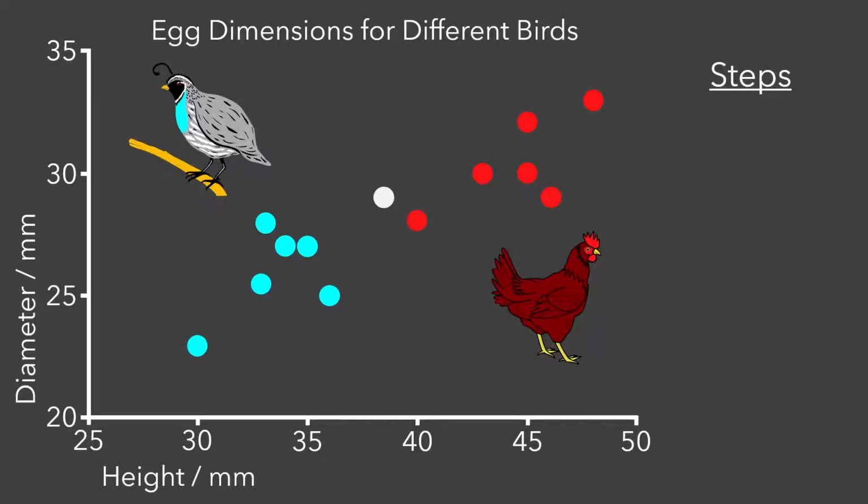And the first thing we're going to have to do is measure the distance from our unknown point, this white point, to all of the other points that we know, both the chicken and the quail. Now, how are we going to measure that distance?